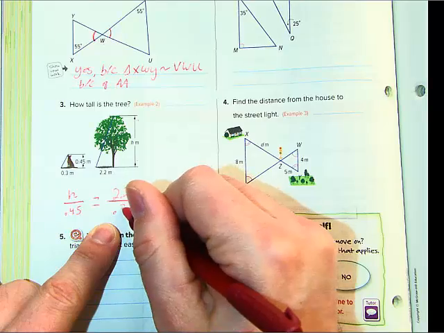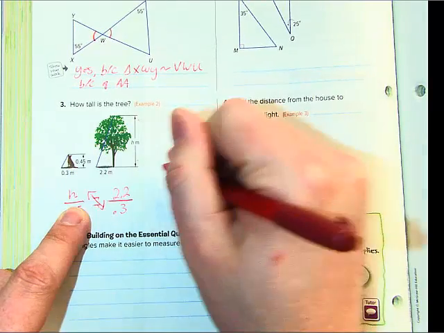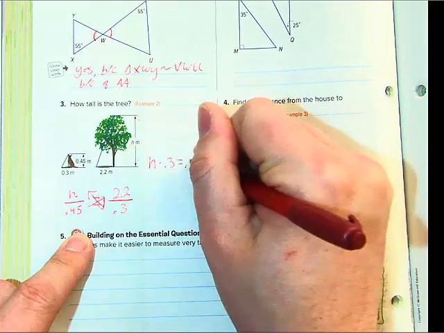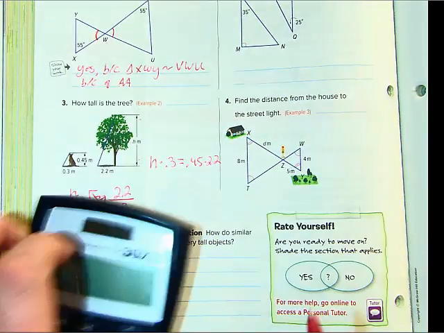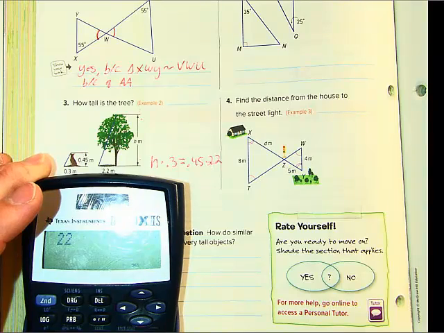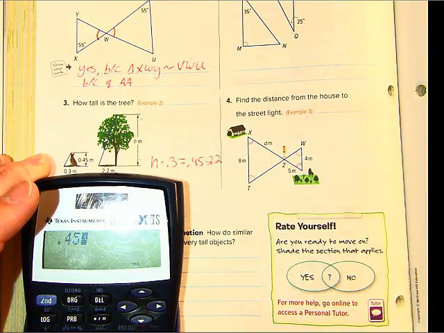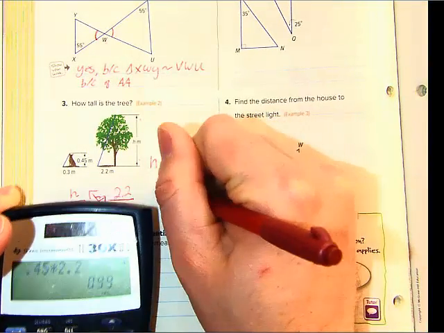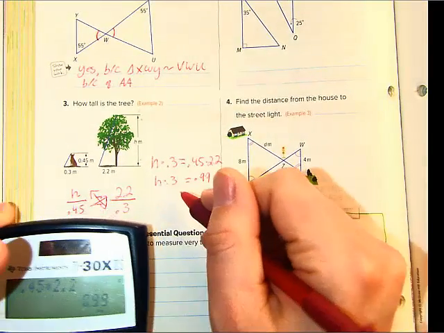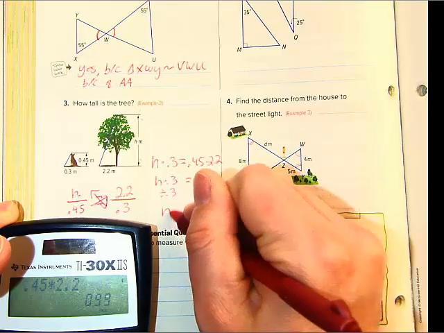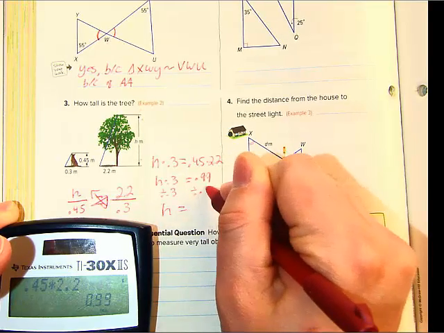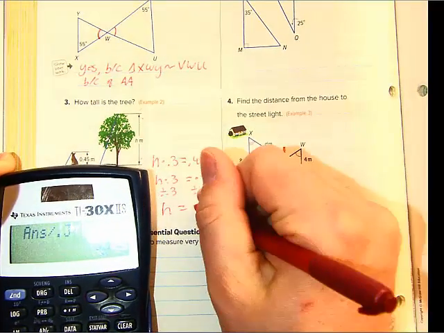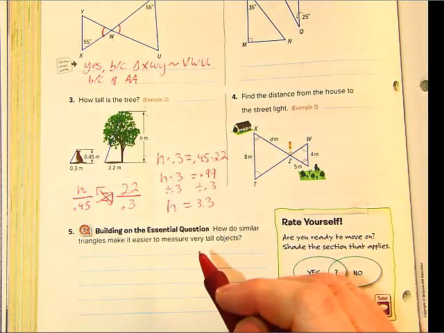So I know then, using cross multiplication, H times 0.3 will equal 0.45 times 2.2. Then I grab my trusty calculator. So 0.45 times 2.2 gives me 0.99 equals h times 0.3. How do I get rid of multiplying by 0.3? I divide by 0.3. That leaves me h equals, what I do to one side, I have to do to the other, 0.99 divided by 0.3, 3.3. Now, there's units here, so remember your units are meters right there.